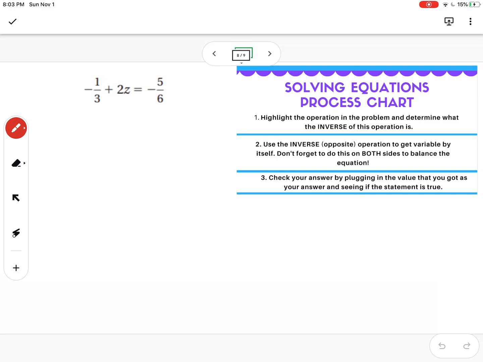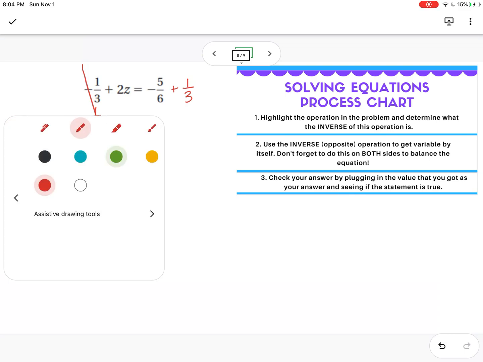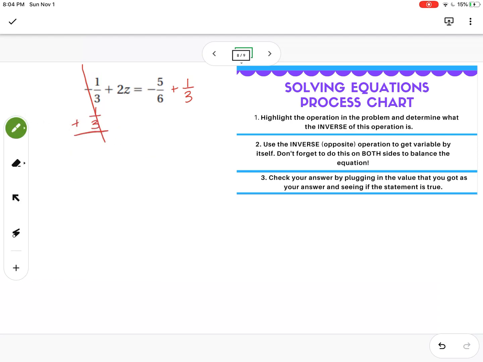So negative would tell us minus. We want to do the opposite of subtraction, which of course is addition. So we're going to want to add 1/3 to both sides. So this is going to cancel, minus 1/3 and plus 1/3. But of course, we're going to run into a little bit of trouble here because those do not have common denominators. So we can't just add 1/3 to negative 5/6.